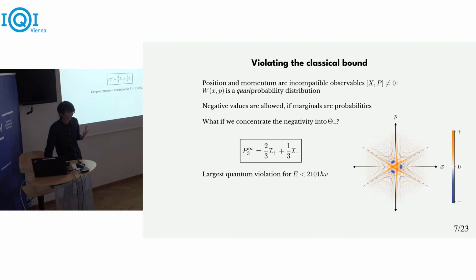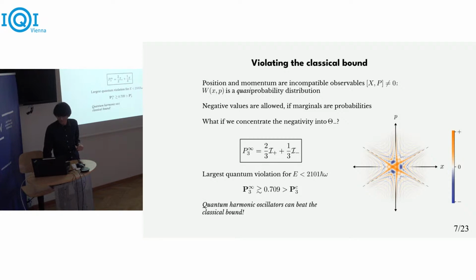And indeed, this is what we find. If we optimize for the largest quantum violation under some energy truncation, the state looks like that, and the score you obtain is something like 0.709, which is clearly strictly larger than the classical bound. So quantum harmonic oscillators can beat the classical bound. One thing to note, because I often get questions about this: that is the optimal state, but you don't need something so complicated to actually beat the classical bound.